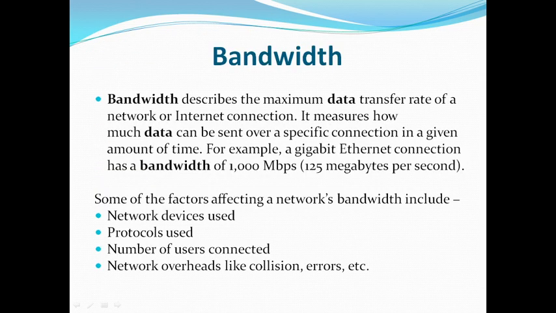Next definition is bandwidth. What is bandwidth? It is the maximum data transfer rate of a network or internet connection. It measures how much data can be sent over a specific connection in a given amount of time. The factors that affect a network's bandwidth are the network devices used like switch, hub, router, gateway, etc., the protocols used, the number of users connected, or network overheads like collision or errors.